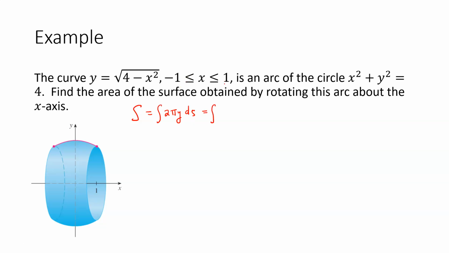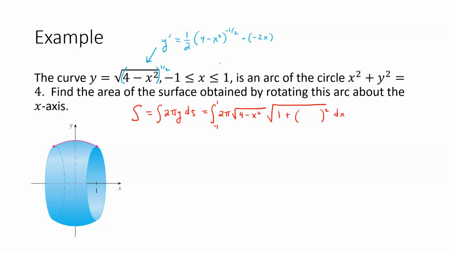We're integrating from -1 to 1, 2 pi y. Now the function that we're integrating for y is square root of 4 minus x squared. And then the square root of 1 plus y prime squared. So we need to fill that in here. So let's find y prime. So think of this as like 4 minus x squared to the 1/2 power. So we're going to do 1/2, 4 minus x squared to the -1/2 power, times the derivative of 4 minus x squared, which will be negative 2x.